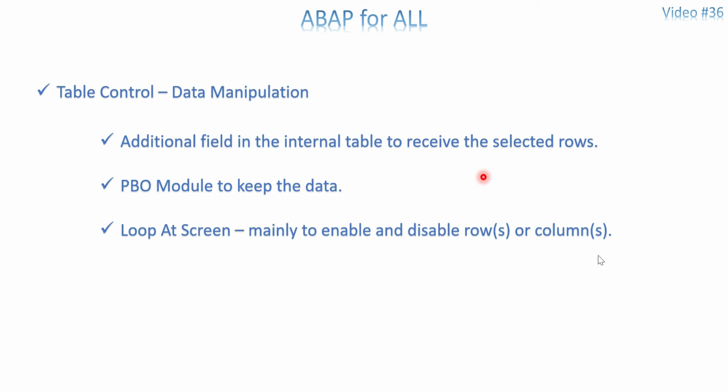Suppose your internal table has 5 fields, and the 5 fields are going to be displayed in a table control. Keep one additional field, which we call a flag, or selection flag, or whatever it is, to recognize which row got selected. Okay. And PBO module to keep the data.